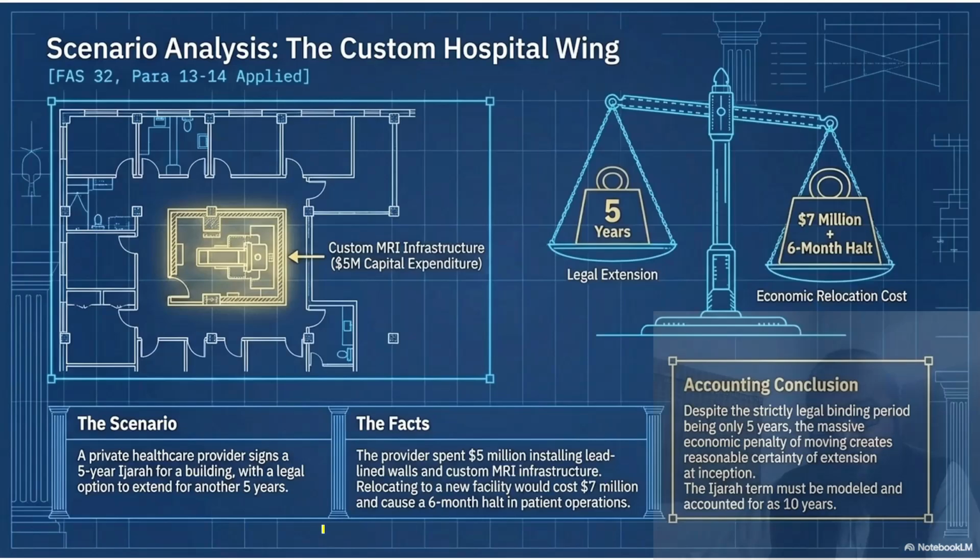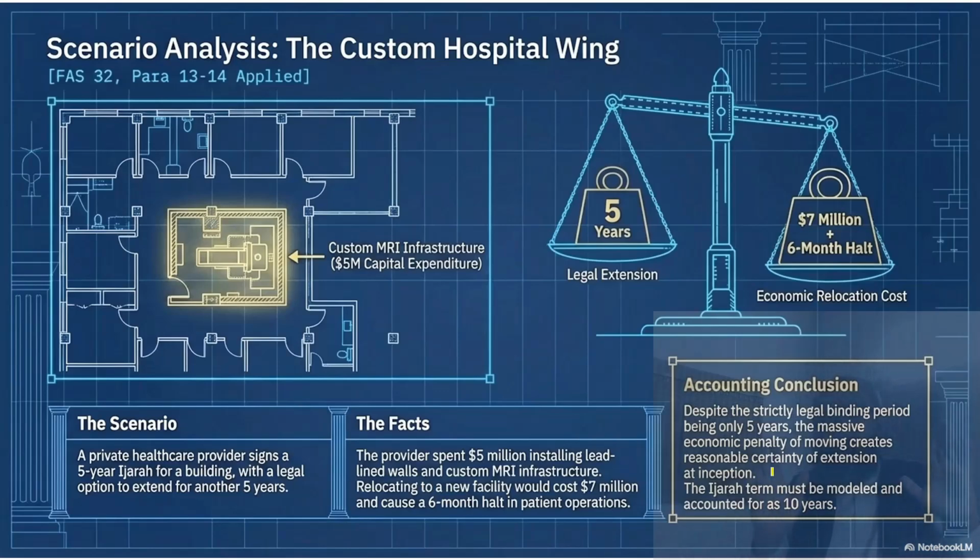It means that if for a period of 5 years I have taken an asset, and the asset was for 5 million and I have also spent 5 million further in order to keep it operational, then of course it is reasonably expected that I will extend. So the period will be taken as 10 years, because otherwise the termination costs are very prohibitive. So the conclusion is that despite the strictly legal binding period being only 5 years, the massive economic penalty of moving creates reasonable certainty of extension.